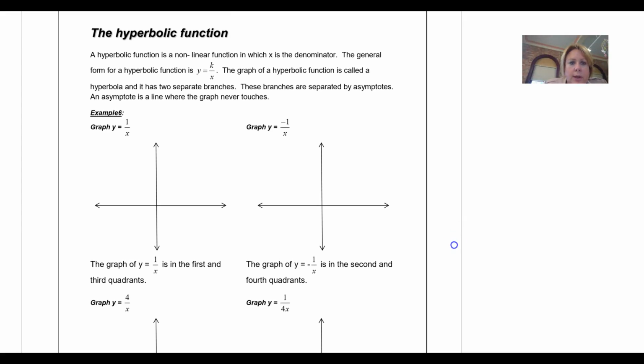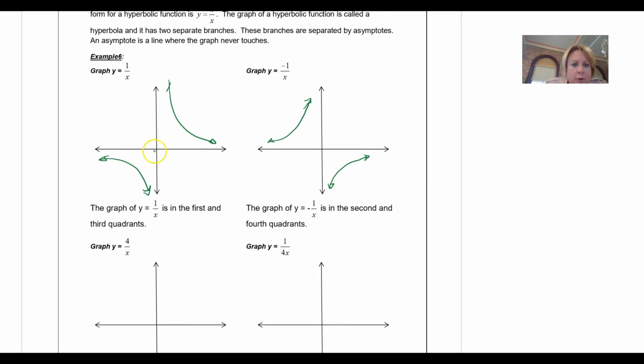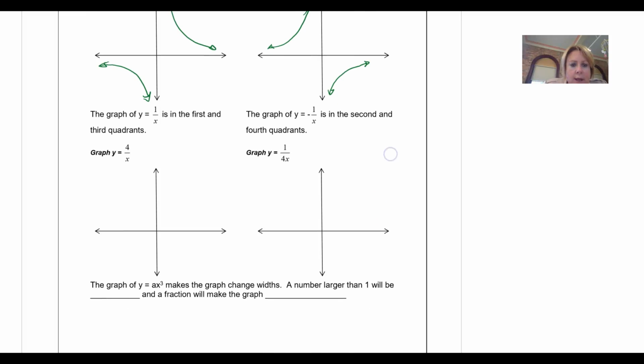Alright, you know the drill by now that we're looking at graphs and how they change. We're looking at the hyperbola, which for positive is in that quadrant and that quadrant, and for negative, that quadrant and that quadrant. So it's in the first and the third, the fourth and the second.